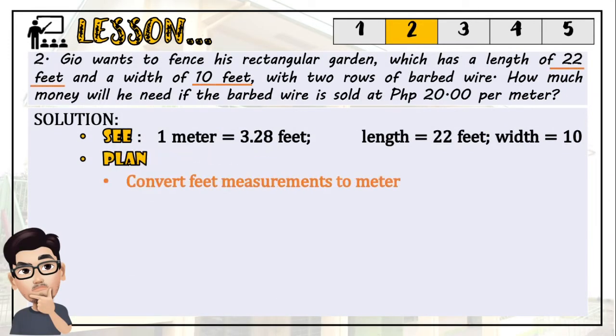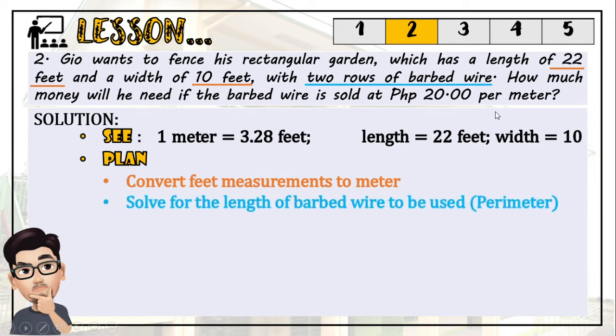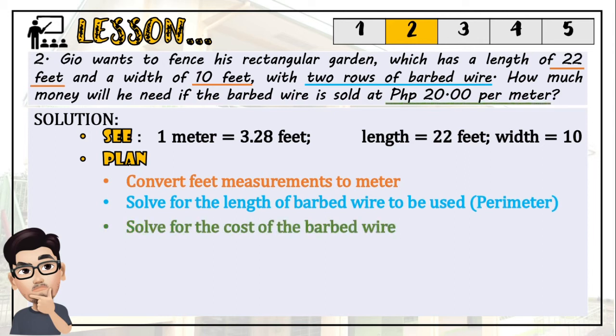So, we now need to plan, and we need to convert the measurements to meters. So 10 feet and 22 feet need to be converted to meters because we need to satisfy the price of the barbed wire, which is 20 pesos per meter. Okay? Another one is we need to solve for the length of the barbed wire to be used. So that will be the perimeter of the rectangular garden.